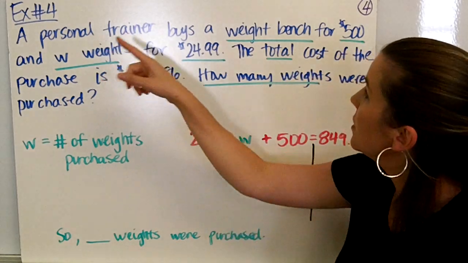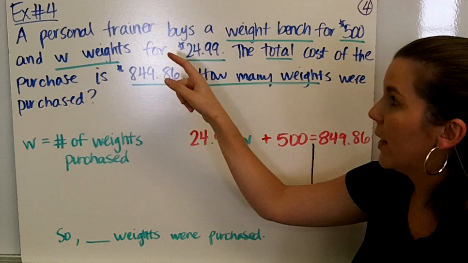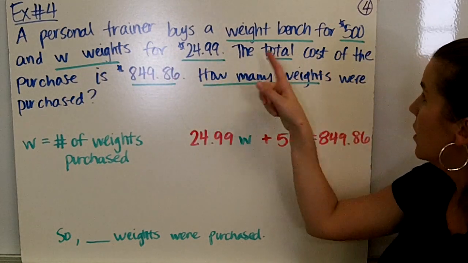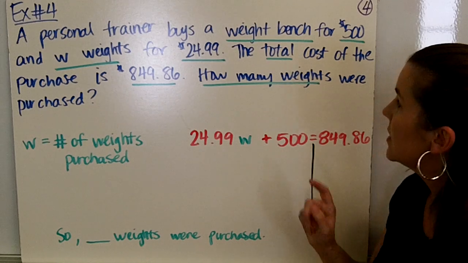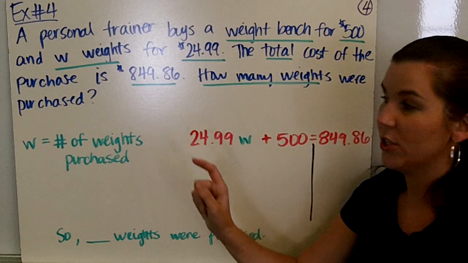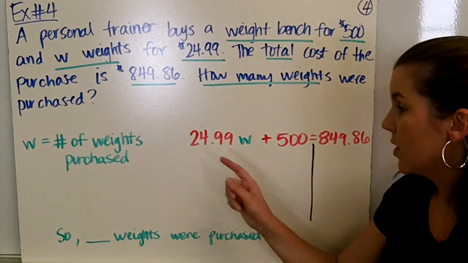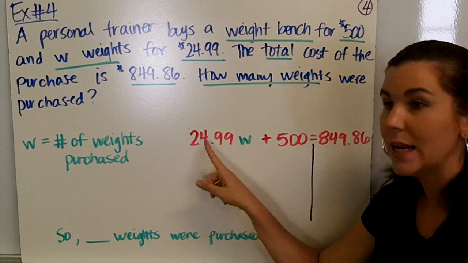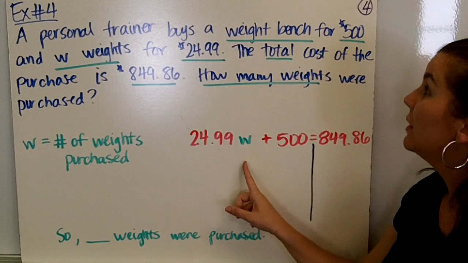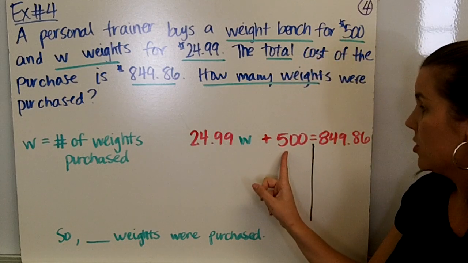Example number 4. A personal trainer buys a weight bench for $500 and W weights for $24.99. The total cost of the purchase is $849.86. How many weights were purchased? W is the number of weights that the trainer bought. Each weight cost $24.99. So $24.99 times the number of weights plus the trainer spent $500 on the weight bench.